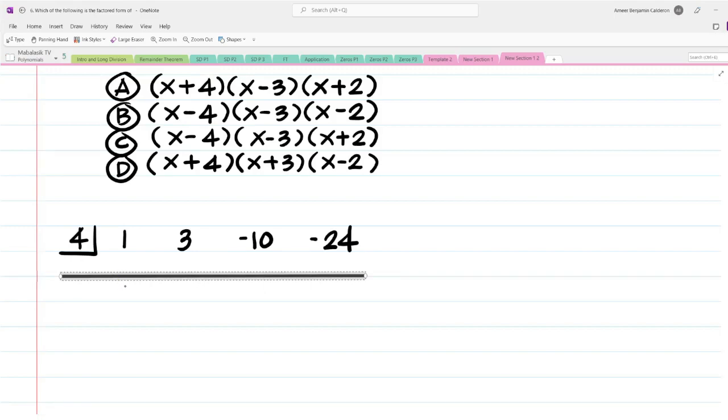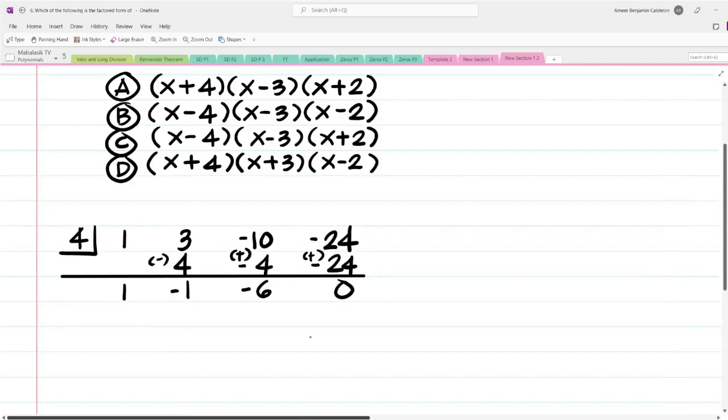So, anyway, bring down 1 times 4. That is 4. Change the sign. So, this is negative 1 times 4, that is negative 4. Change the sign. So that is negative 6 times 4, that is negative 24. Change the sign. So we have here a 0.